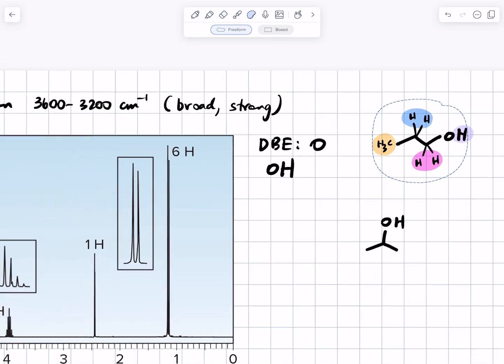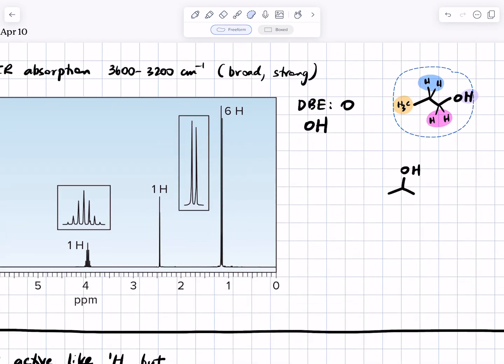Is that consistent with the data? No. Okay, so I can probably rule that one out. Now, before we go selecting B or whatever and moving on with our lives, it's good to check your answer to make sure it is in fact consistent with the data.